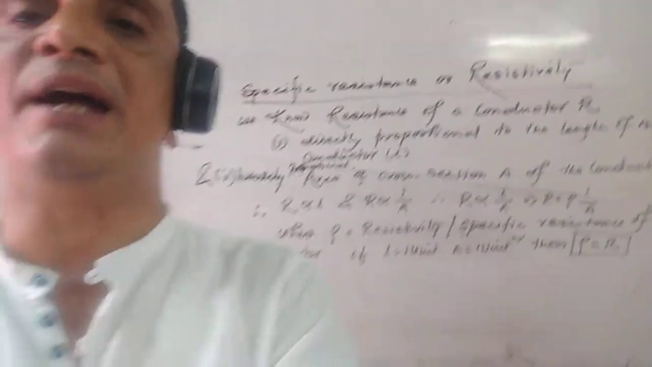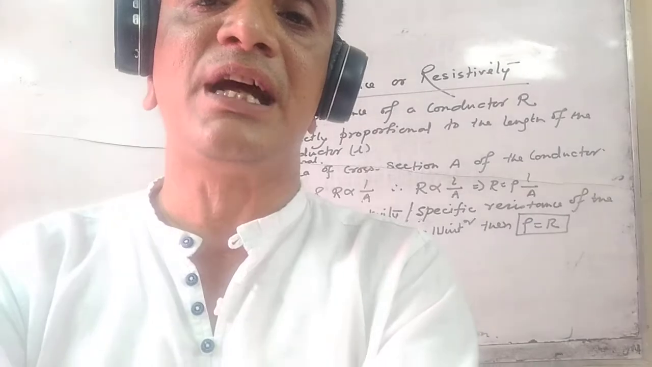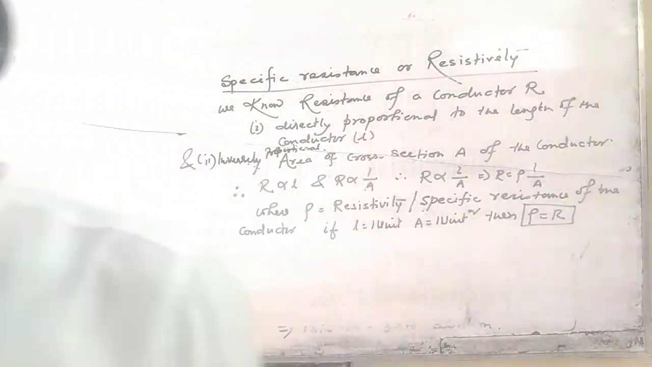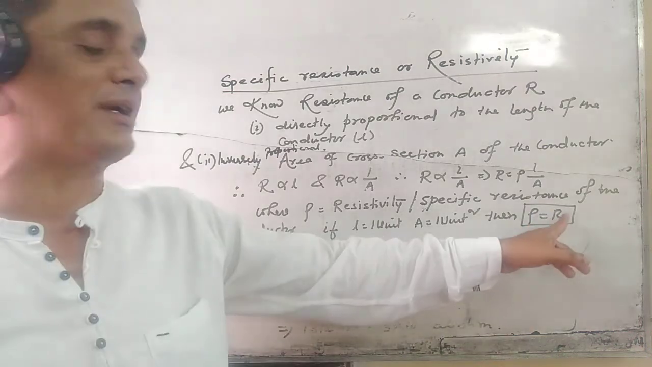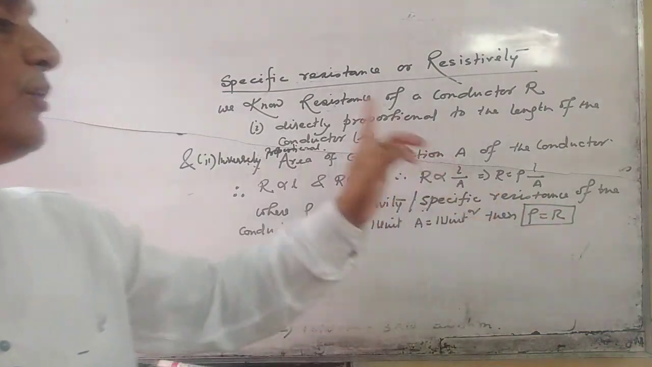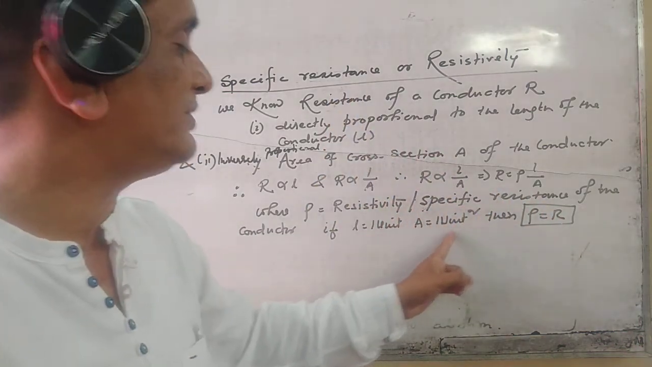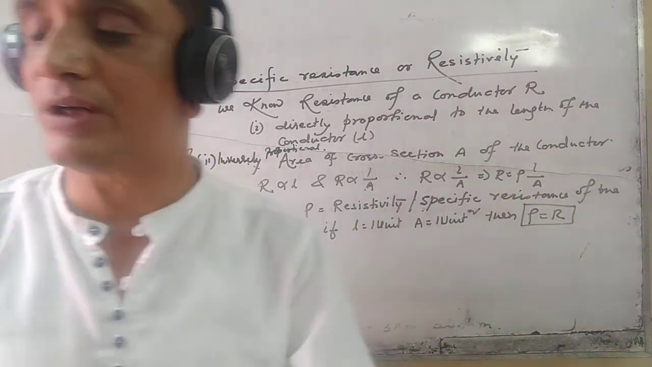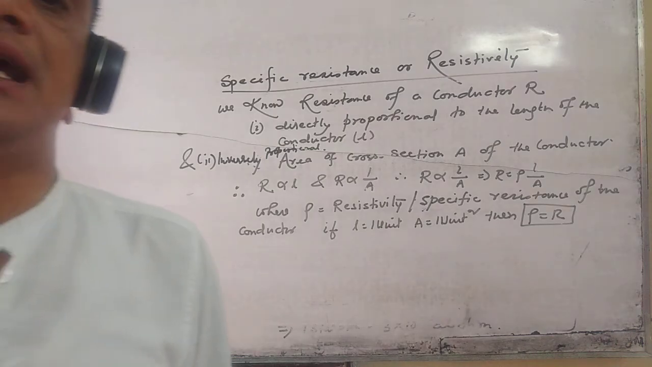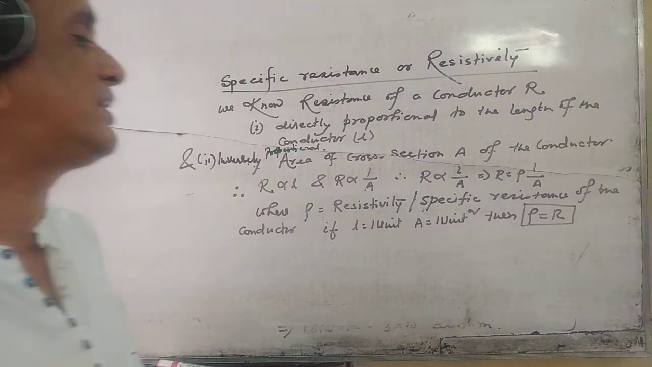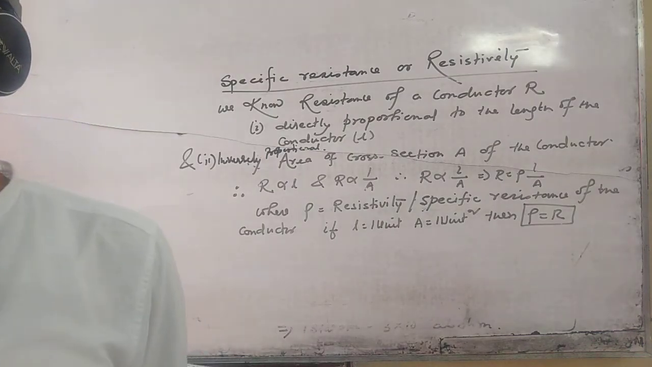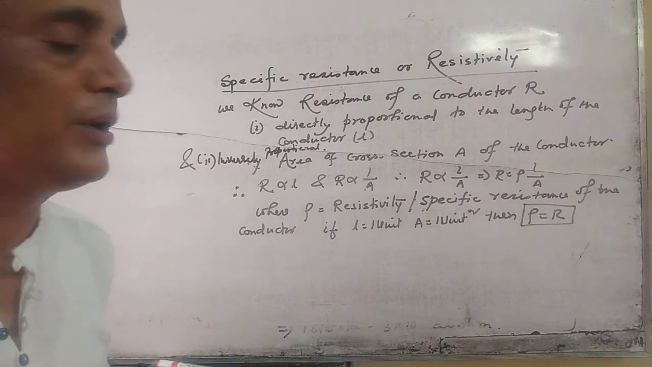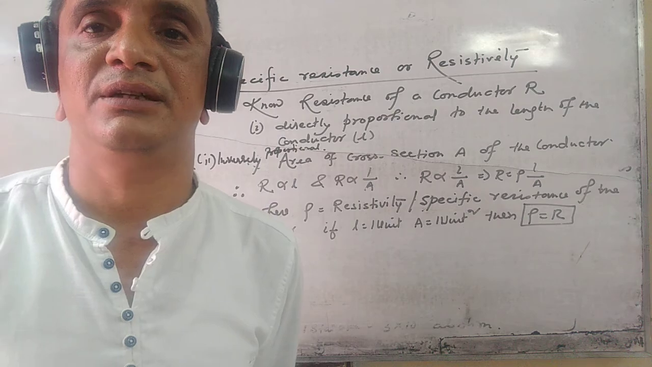Thus we can define the specific resistance or resistivity of a conductor as the resistance of the conductor whose area is 1 unit square and whose length is 1 unit. Or in other words, we can say the resistance of a unit cube is equal to the specific resistance. Is it clear?